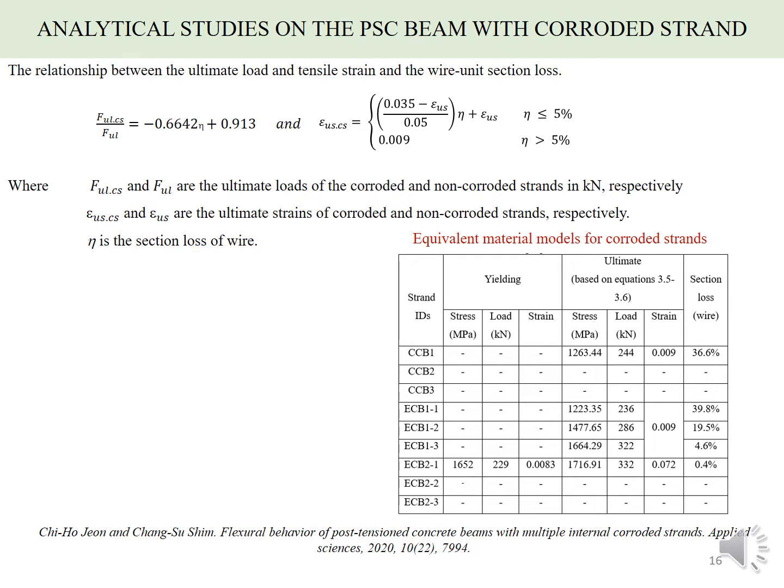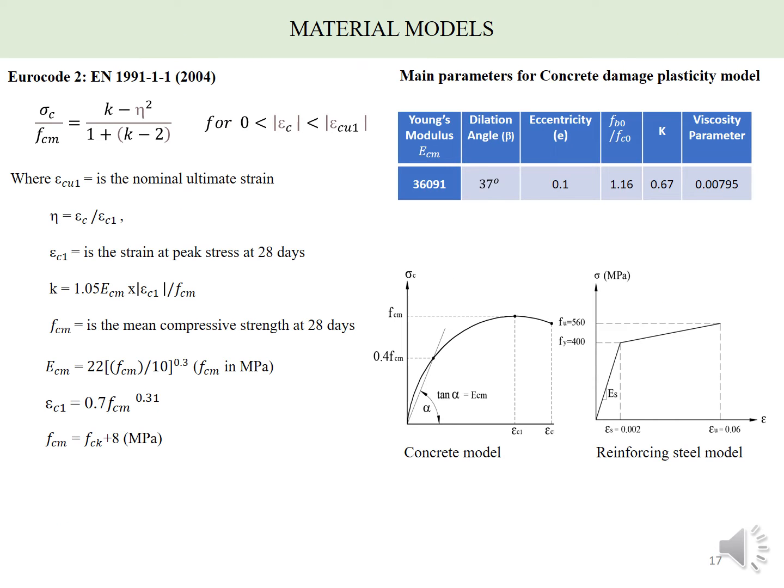In the analytical study, the equivalent material model for corroded strands proposed by previous researchers is adopted, and the equivalent material model of a specimen can be estimated using these empirical equations. Concrete and rebar material are based on Eurocode 2, and the CDP concrete damage plasticity model is used for concrete properties, also based on Eurocode 2, and the main parameters for the CDP model are based on the standard values as shown in these figures.